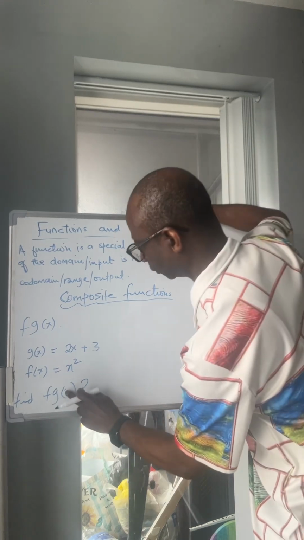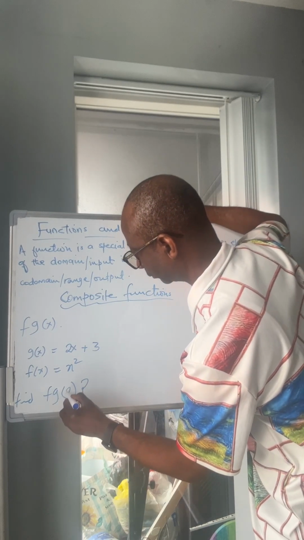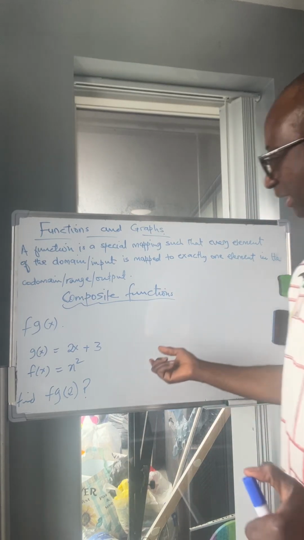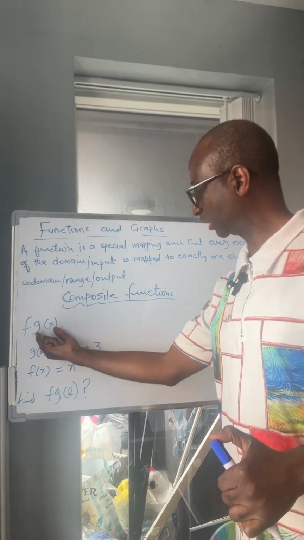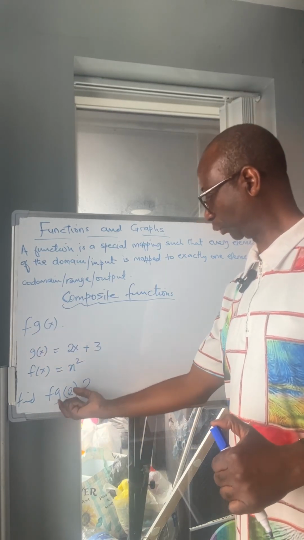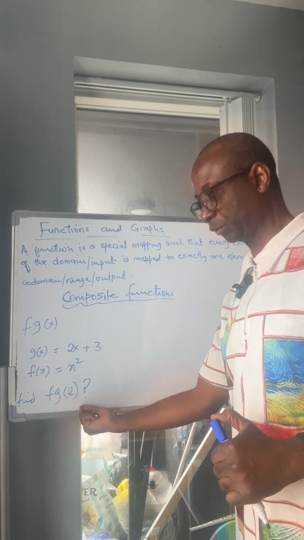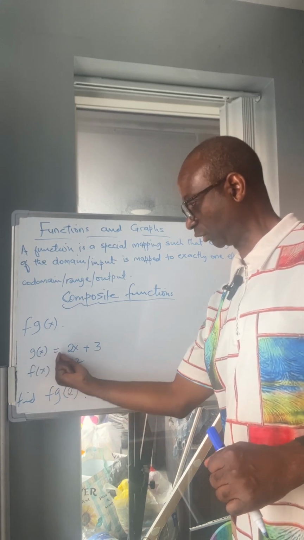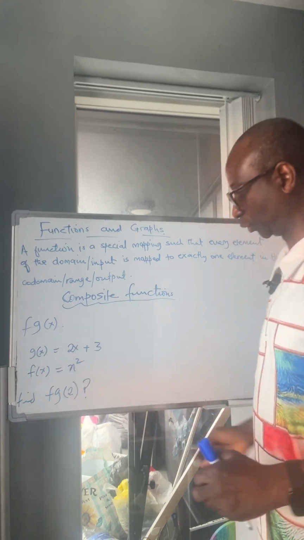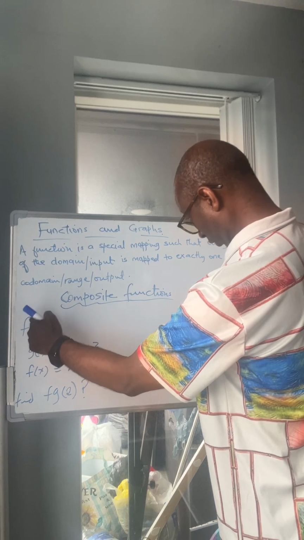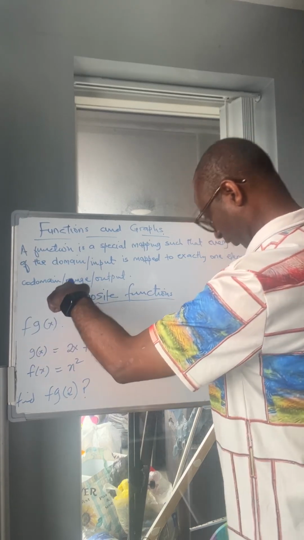Now, fg of 2, this is 2. So how do you solve this? First, as we said, you solve g of x. The outer one is what you solve first. So which means you solve g of 2. You first solve g of 2. So this is g of x, so you are solving g of 2. So first you solve g of x, before you come now to solve f of g of x.